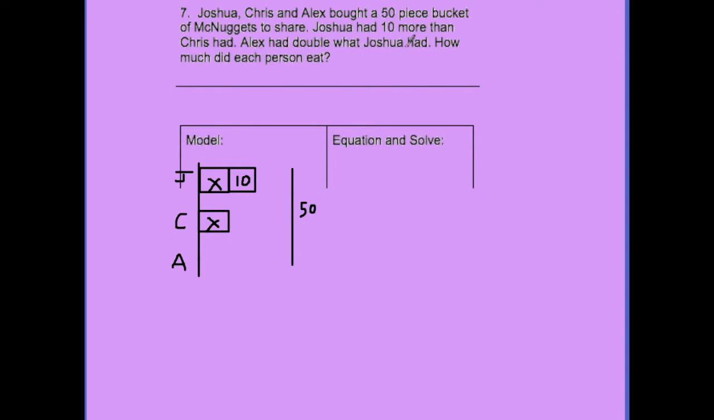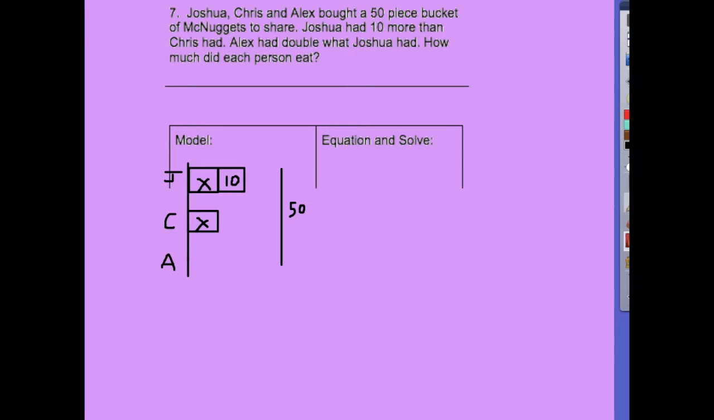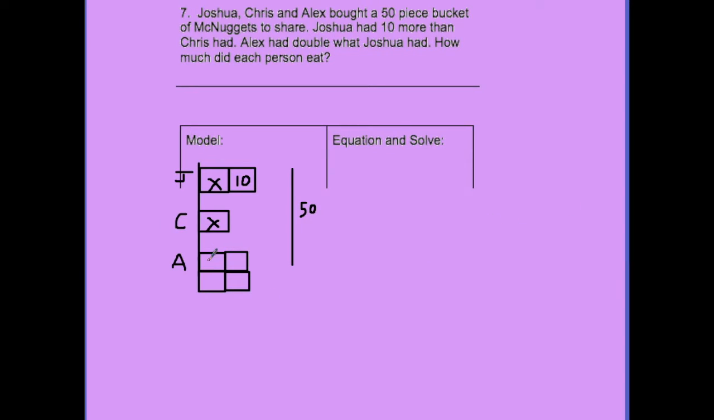Then it says Alex had double what Joshua had. So remember, to show double what somebody has, we're going to write exactly what they had and then do it again because it's double. So that means it happened twice. So we'll go ahead and fill these in. He has x plus 10 because that's what Joshua has, but he has double, so he has another x plus 10. This guy was hungry.